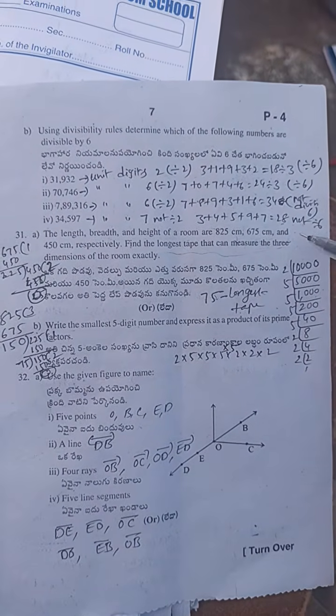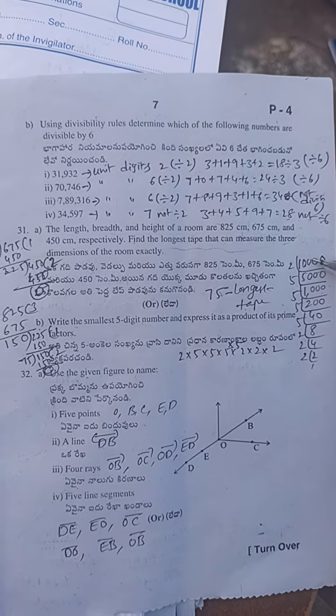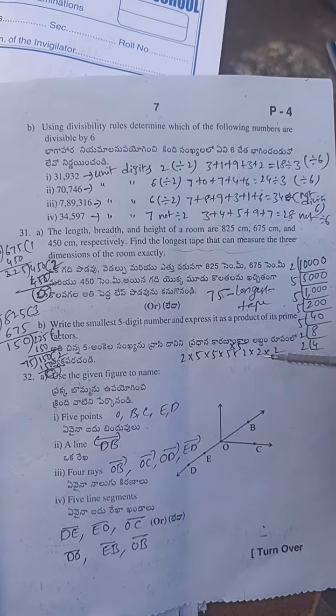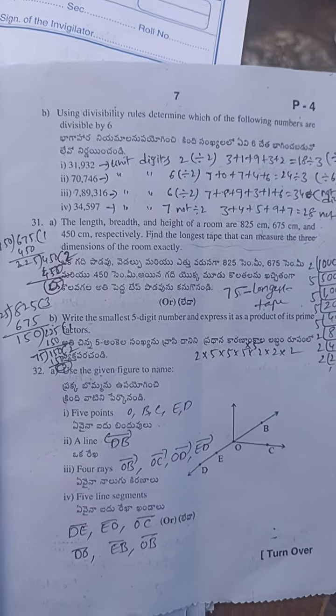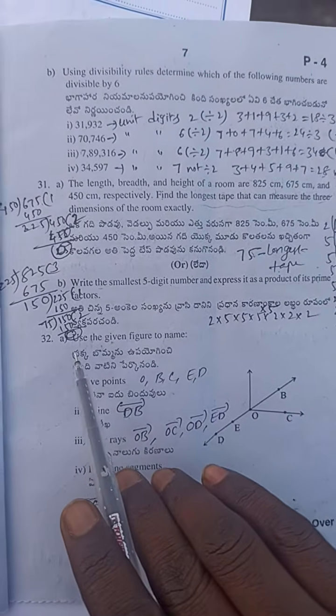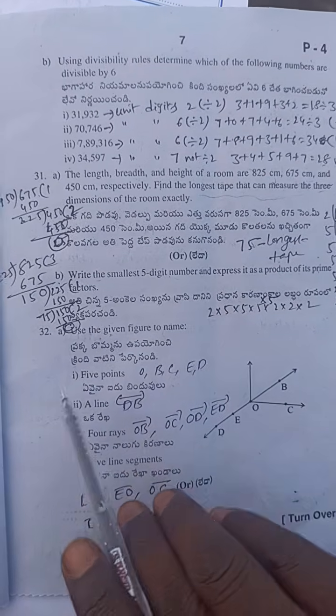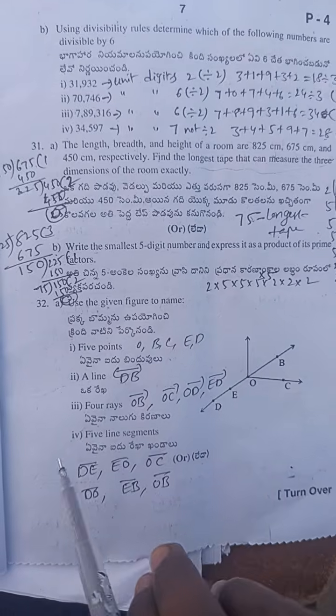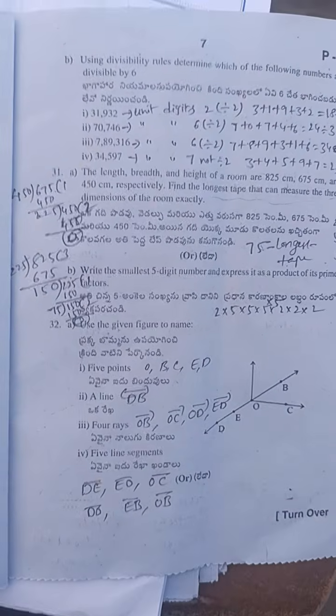So the smallest 5-digit number, what is that? 1 lakh. So prime factorization: 2 into 5 into 5 into 5 into 2 into 2 into 2. Next, use the given figure to name 5 points, line. Next, 4 rays. Next, 5 line segments.